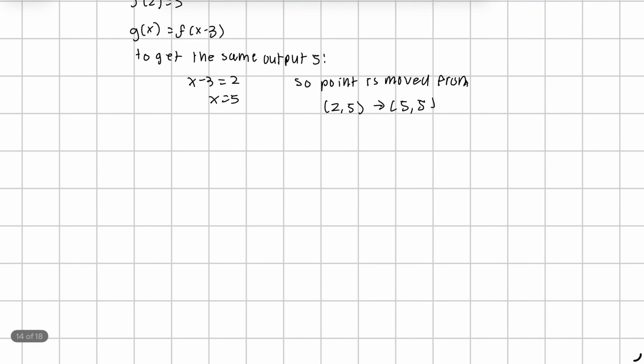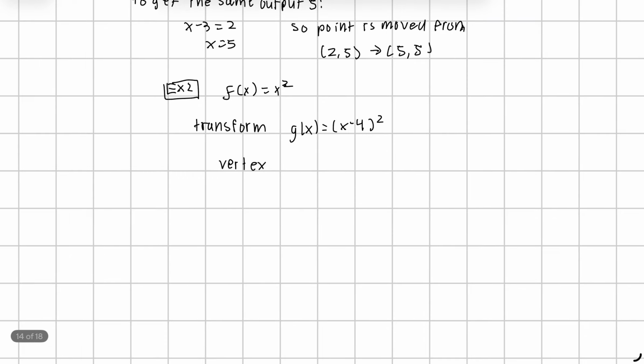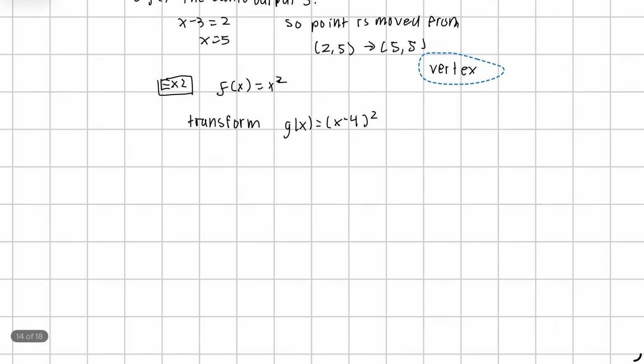Let's look at another example. So let's say we have f of x is equal to x squared, and we want to transform it to g of x is equal to (x minus 4) squared. So let's particularly look at our vertex. We know originally our vertex is going to be at (0, 0), and then it's going to become (4, 0).